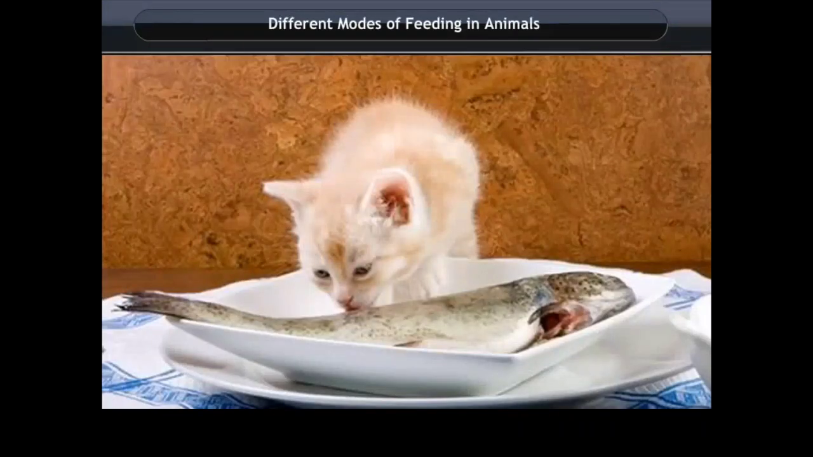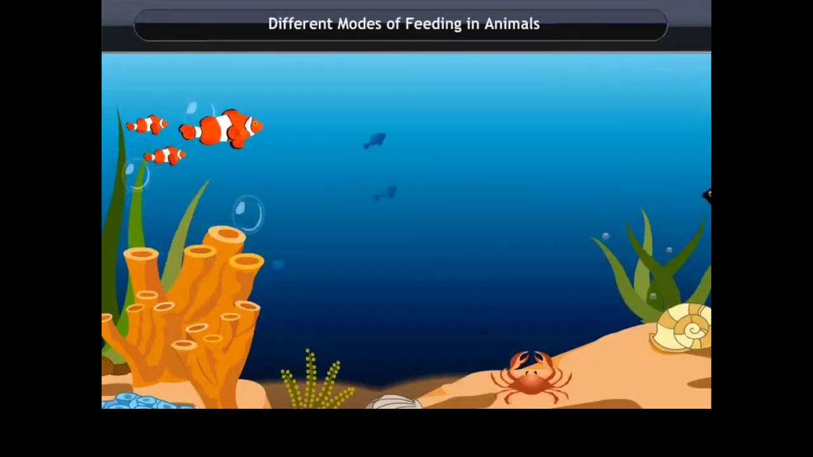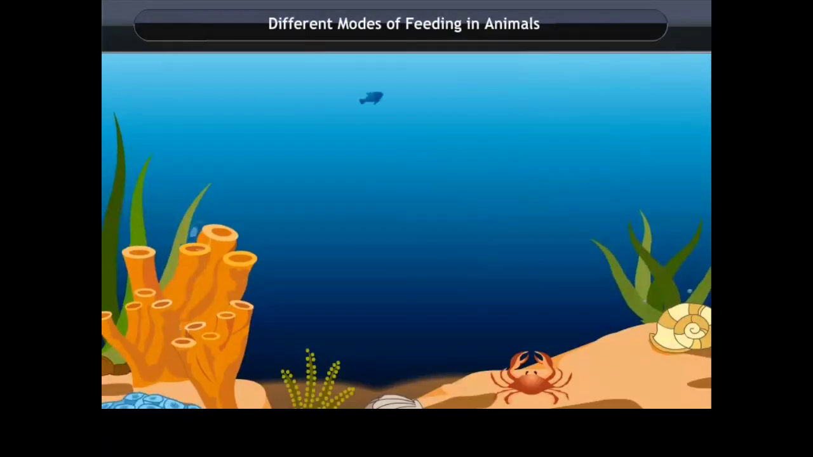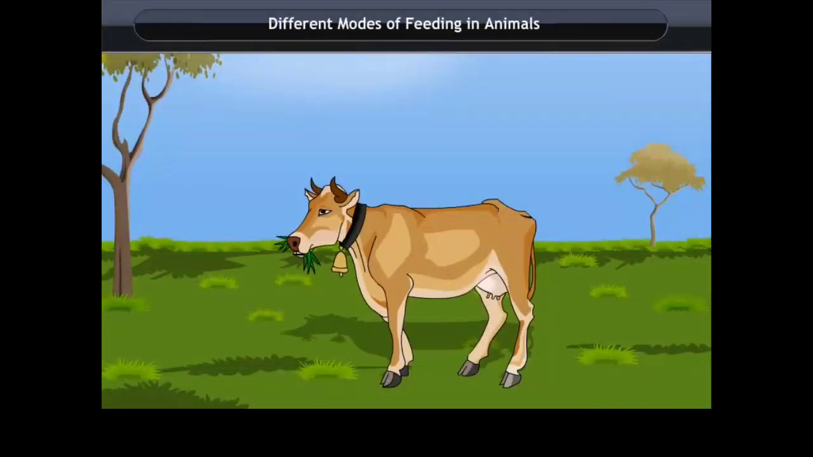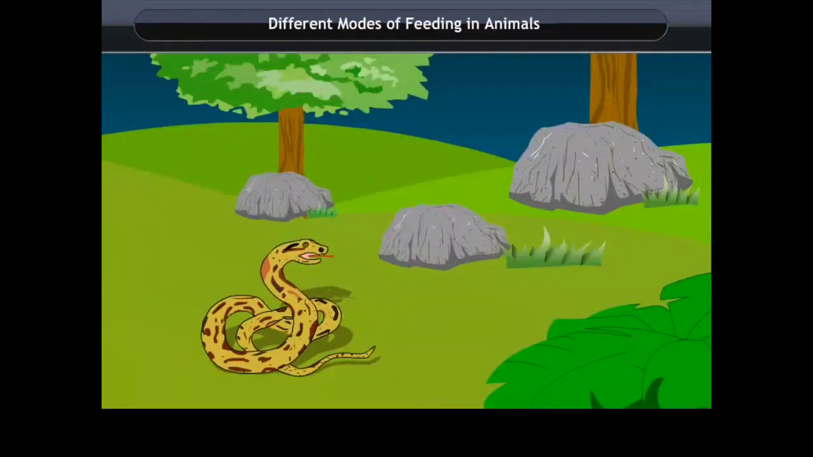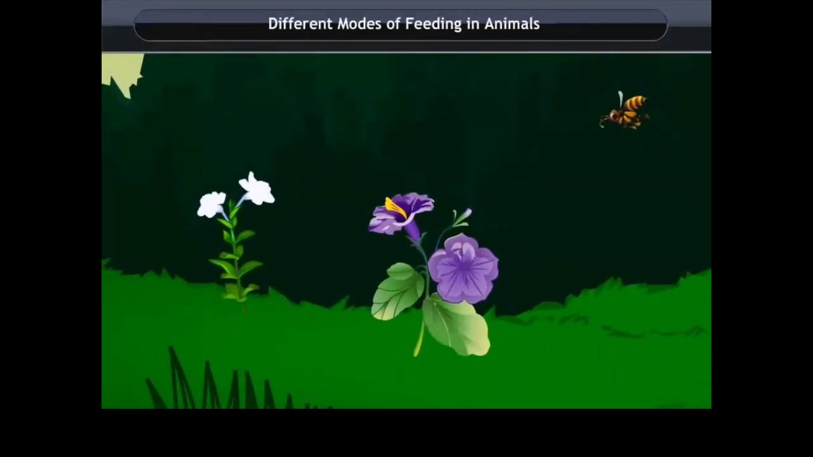Different modes of feeding in animals. Different animals have different modes of feeding. For example, cats eat small animals such as fish, rats, birds, and insects. Fish is an aquatic animal, which feeds itself by filtering food particles from water. Cows eat grass, while birds eat fruits, leaves, and insects. Some animals such as snakes swallow their prey entirely. Bees and hummingbirds feed by sucking nectar from flowers.